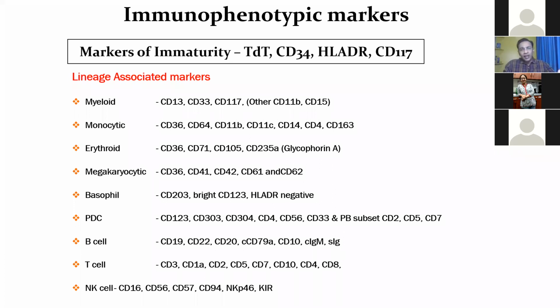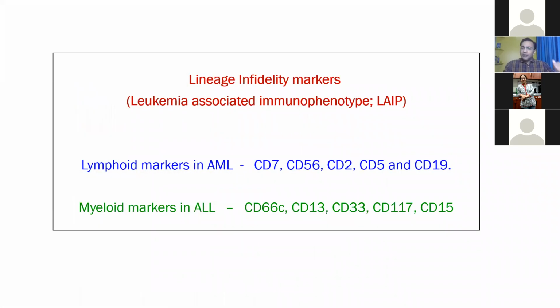These are the markers which are lineage associated. The reason I mentioned lineage associated is because they are commonly expressed on these lineages which I have indicated. But in a neoplasm, they can also be expressed in other lineages. And these markers are therefore also called lineage infidelity markers or cross lineage markers. For example, the lymphoid markers which are expressed in myeloid neoplasms are CD7, CD56, CD2, CD5, and CD90.